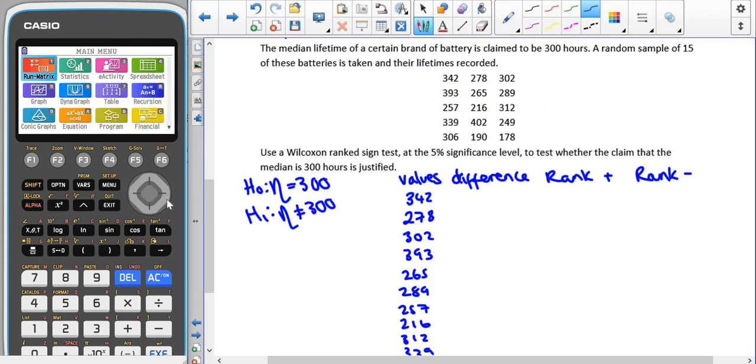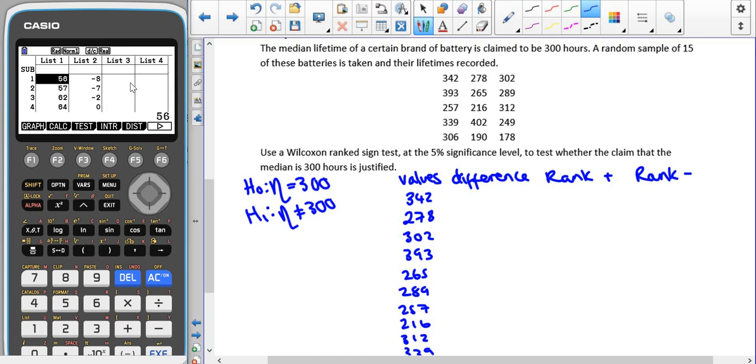So I am going to do this in my calculator again. Remember to delete anything that you've already got in there. Type the values in the same way as you have written them down. So I wrote them down going across, so I'm going to enter them going across. If you wrote them down going down, make sure you enter them going down.